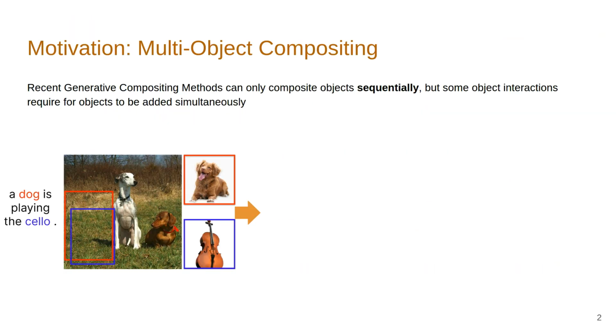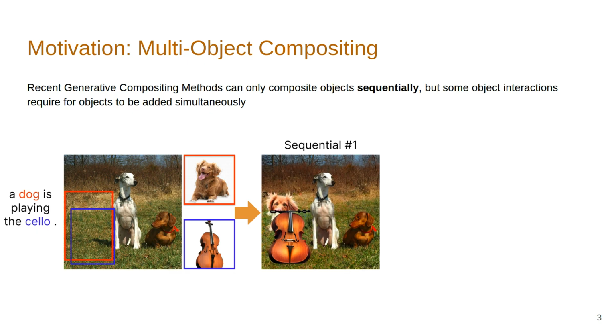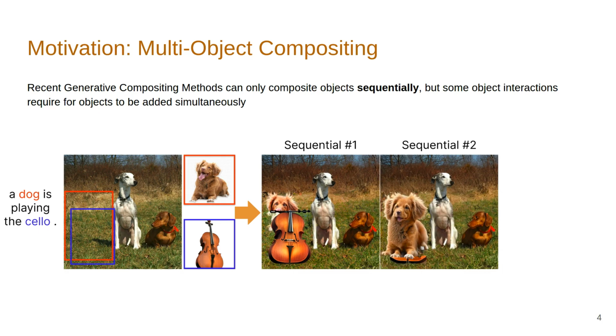Most state-of-the-art compositing models only accept one object at a time, meaning that if the user wants to composite multiple ones, it needs to be done in a sequential manner. However, as you can see in this example, adding the objects in one order or in the other sometimes leads to very unnatural and unwanted results.